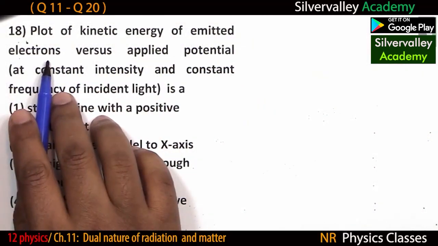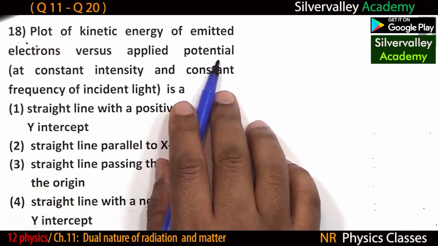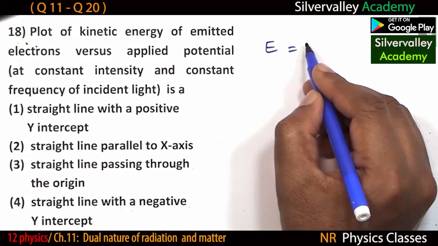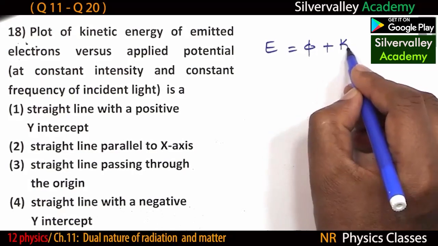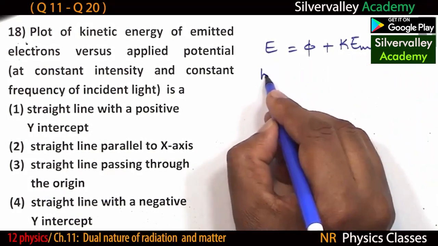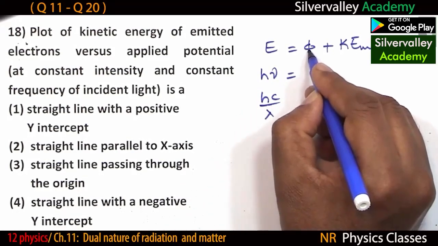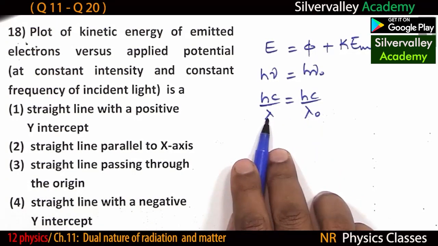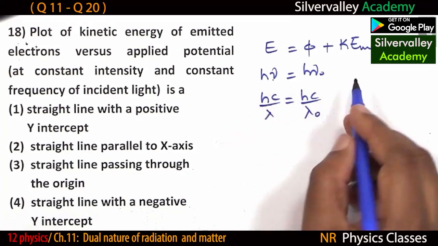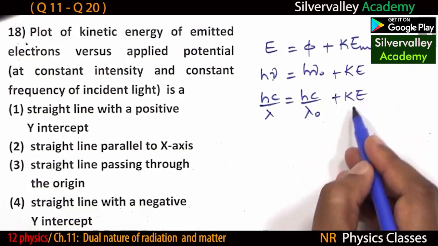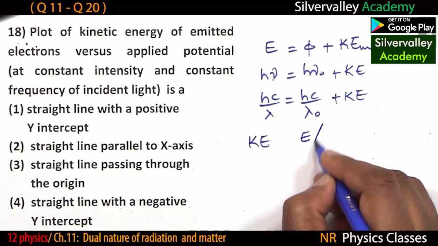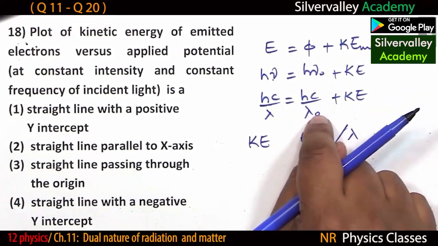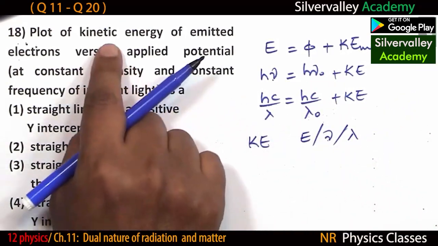Plot of kinetic energy of emitted electrons versus applied potential. So potential does not affect the kinetic energy. Let me write E equal to, observe, energy can be written in terms of frequency or wavelength. Work function h nu naught or hc by lambda naught, plus kinetic energy. So kinetic energy is affected by energy or frequency or wavelength of incident radiation, or threshold wavelength, threshold frequency, and it doesn't depend on the applied potential.